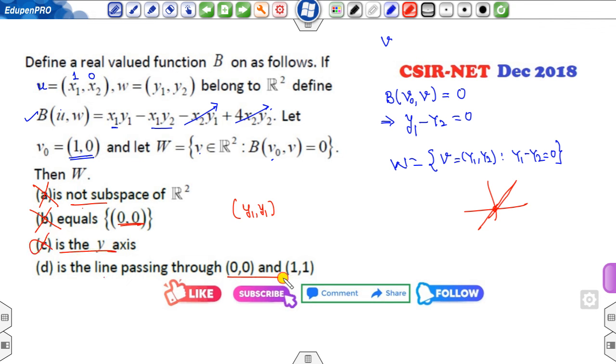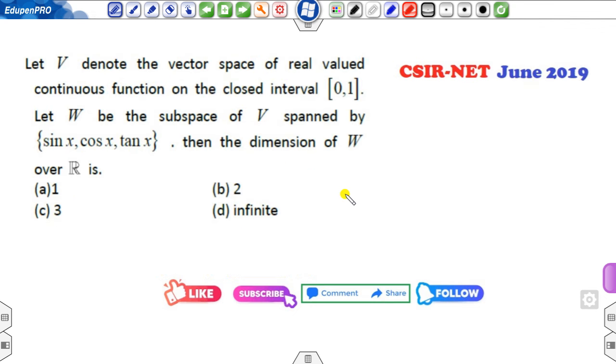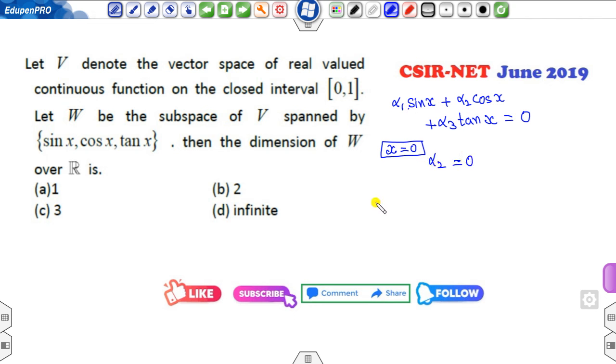The Y-axis, a long line passing through (0,0) and (1,1), is the right answer. V is the vector space, W is the subspace of sin, and then the dimension of this. If I check whether it is linearly independent, with cos x, alpha 3, if it is LI, then the dimension will be 3. So it is for all x. I can choose x is 0: sin 0 is 0, alpha 2 tan 0 is 0, alpha is there.